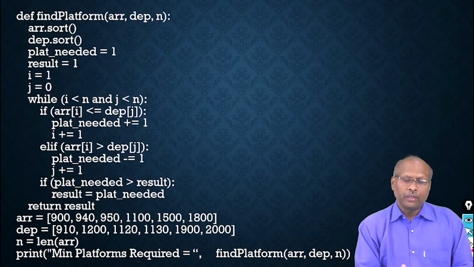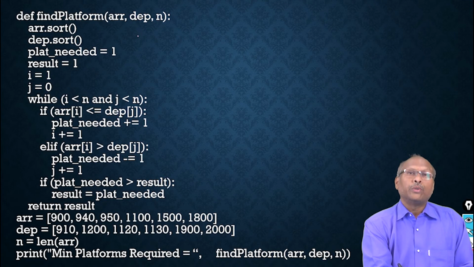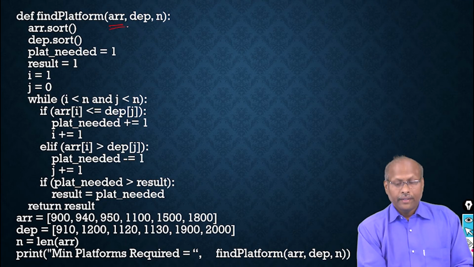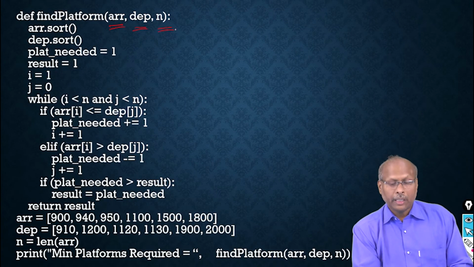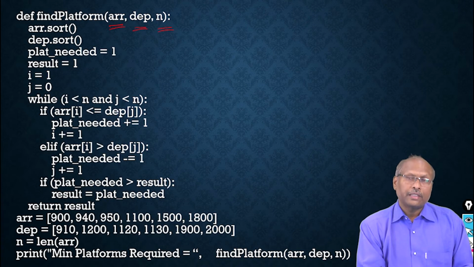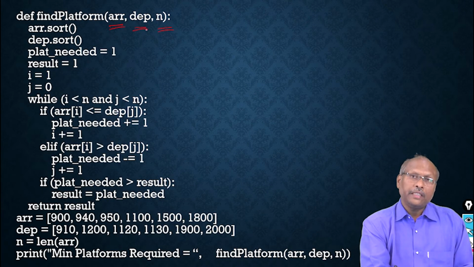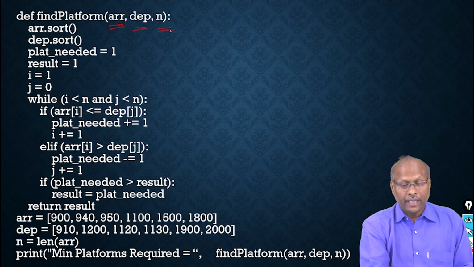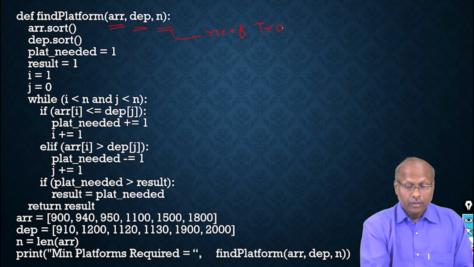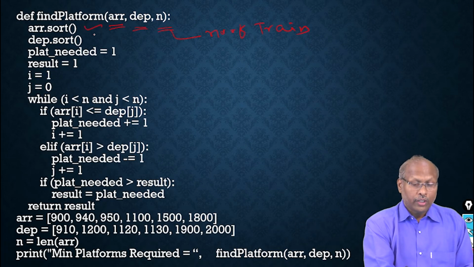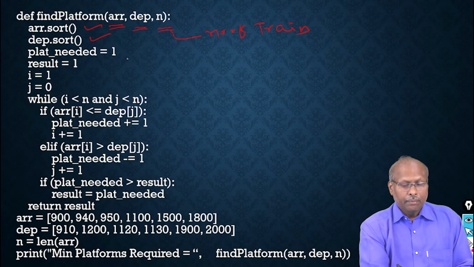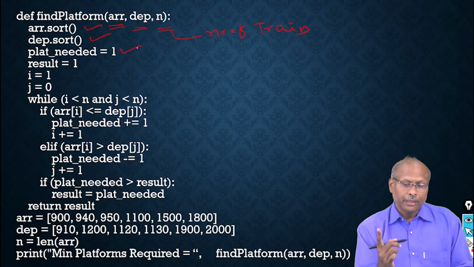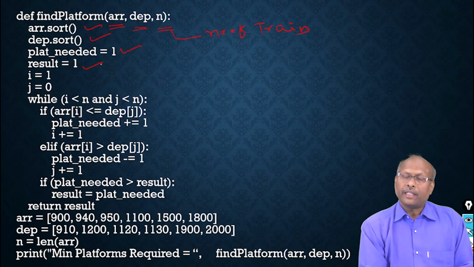For that, there is a simple program you can observe here. I told you, you need one arrival array, as well as a departure array, as well as the number of trains. So you write a separate function called findPlatform with 3 parameters. Arr is arrival time, dep is departure time, n is number of trains. And do sorting. After sorting, initially to start, minimum platform required is 1, because you have to accommodate at least 1 train. So 1, and the result also 1 initially.